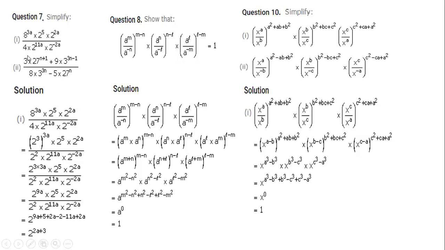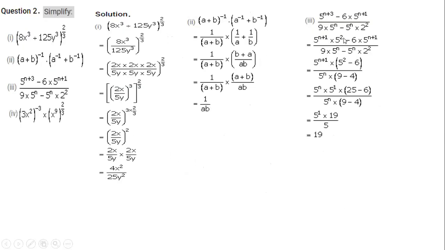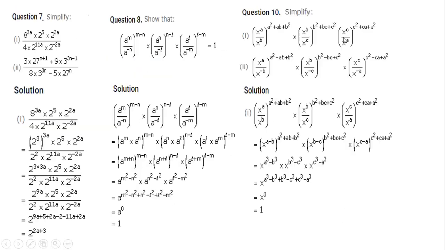Try to solve this one on your own. This is the same as the question we have done in number 5. See, but here you have to rewrite this 27 in terms of 3.